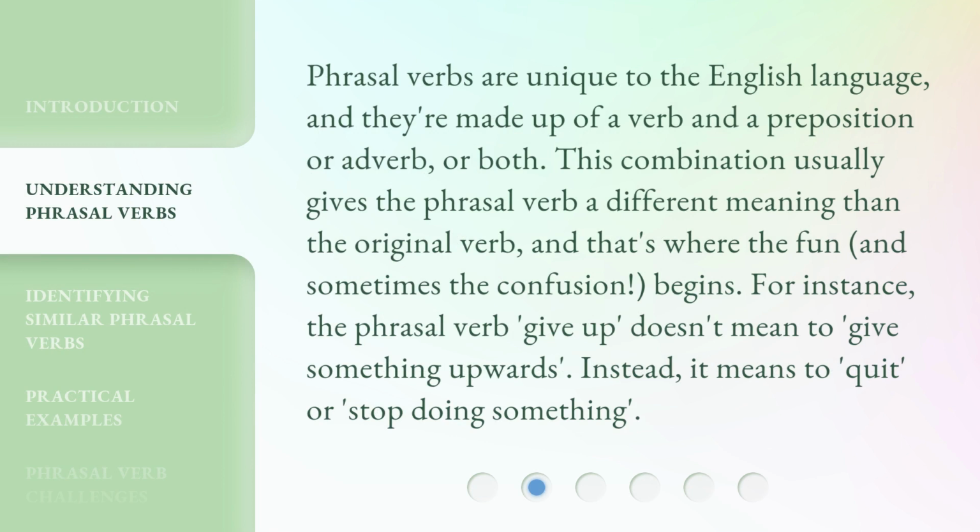Phrasal verbs are unique to the English language, and they're made up of a verb and a preposition or adverb, or both. This combination usually gives the phrasal verb a different meaning than the original verb. And that's where the fun, and sometimes the confusion, begins. For instance, the phrasal verb, give up, doesn't mean to give something upwards. Instead, it means to quit, or stop doing something.